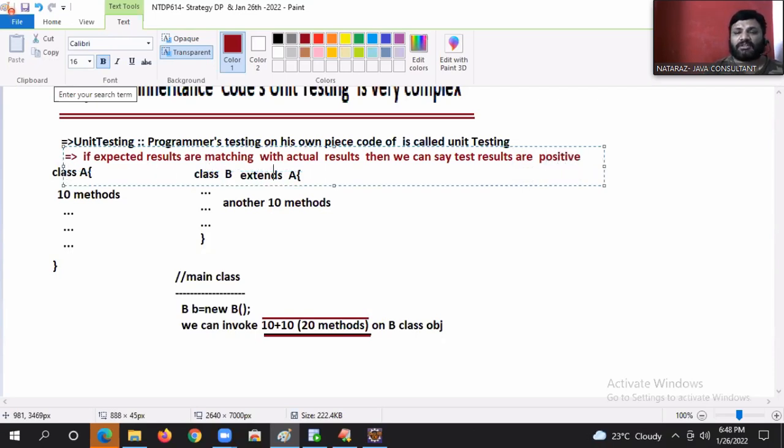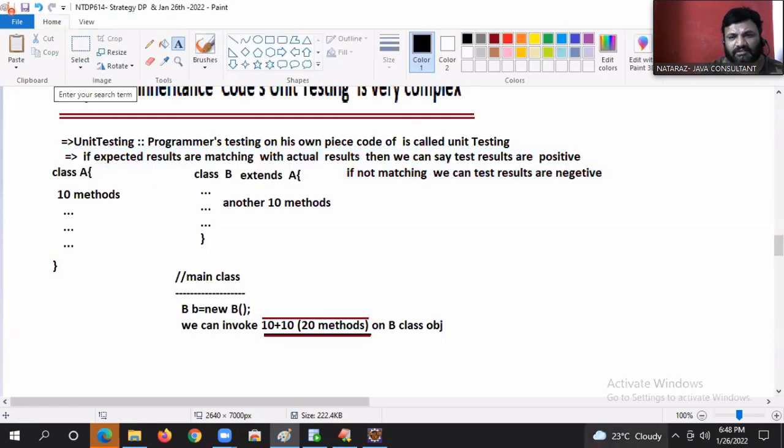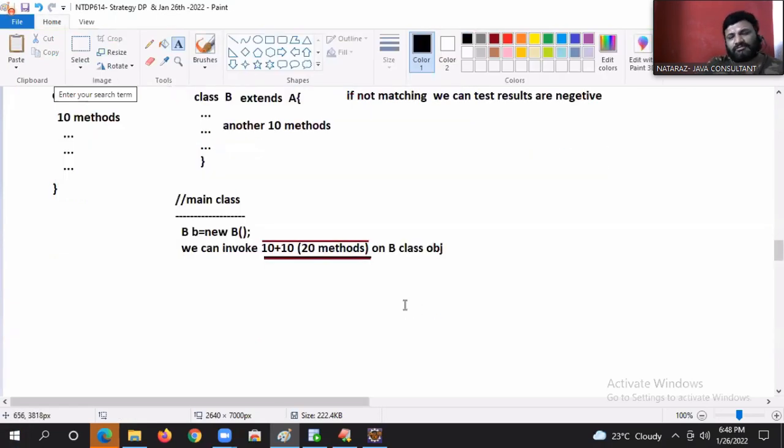If not matching, we can say test results are negative. B is equal to new B(). We can invoke 10 plus 10, that is 20 methods on the B class object.